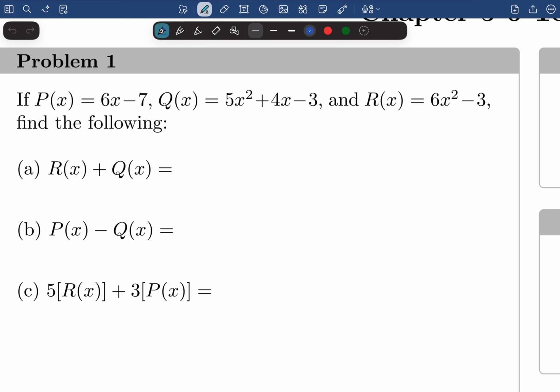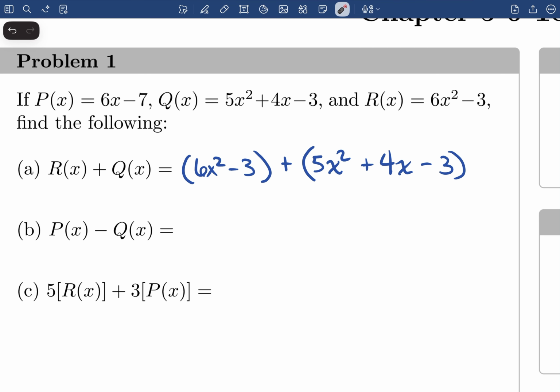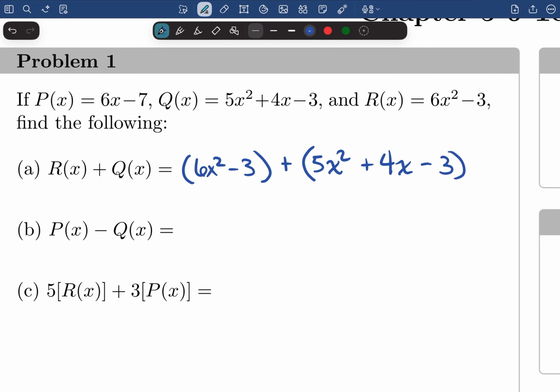Well, the R of x stuff is 6x squared minus 3, and I'm adding the Q of x stuff, which is 5x squared plus 4x minus 3. All right. So now I need to combine any like terms. For example, these are quadratic terms. They can be added together. 6x squared plus 5x squared gives me 11x squared.